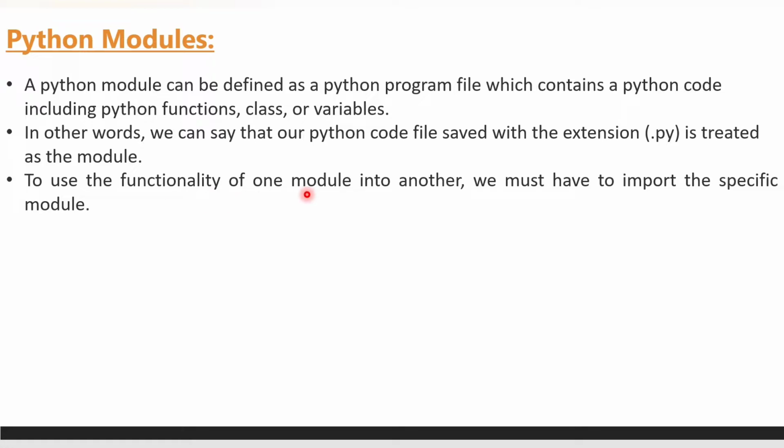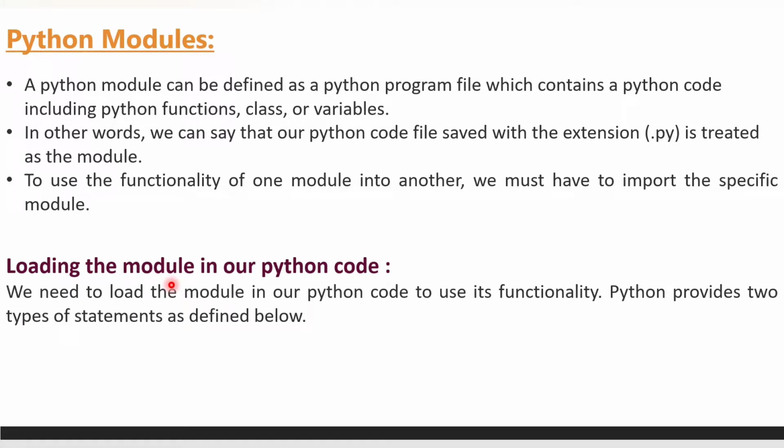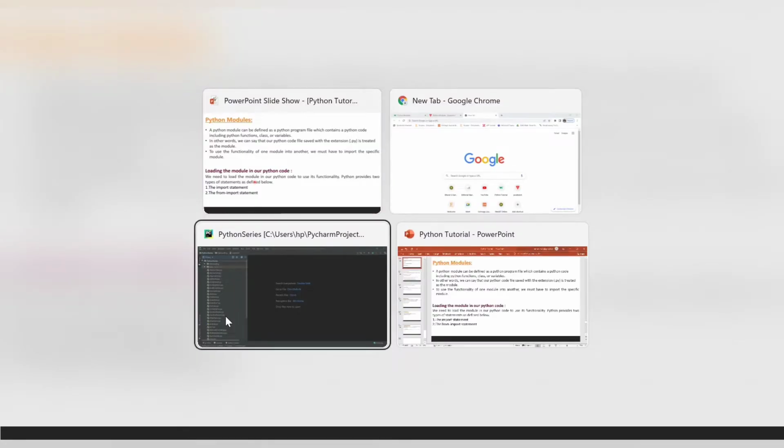To use the functionality of one module in another, we must import the specific module. So how to import a specific module into another module? We need to load the module in our Python code to use its functionality. Python provides two types of statements. So there are two ways in which you can import a module: the first one is the import statement and the second one is the from import statement. Let's first understand how to create a module and then we will see each statement to import a module in your Python code. So let's see in the demo.